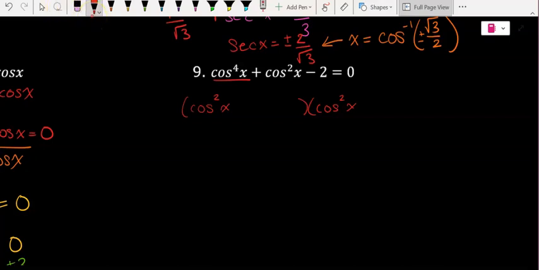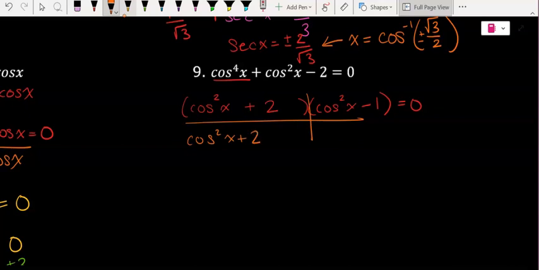And then now this is no different than just traditional factoring, where all I have to do is figure out what multiplies to get -2 and adds to get +1. And so that would be +2 and -1. And that's set equal to 0. So now I'm going to take both of these and I'm going to set them up as their own equations. So I've got cosine squared x plus 2 is equal to 0. And cosine squared x minus 1 equals 0.